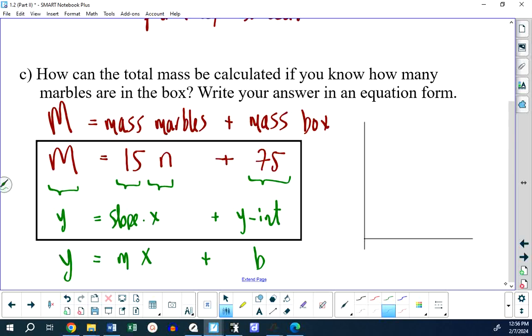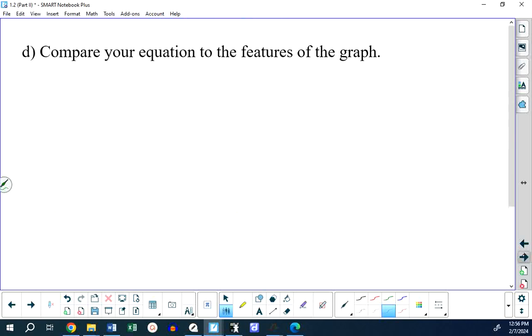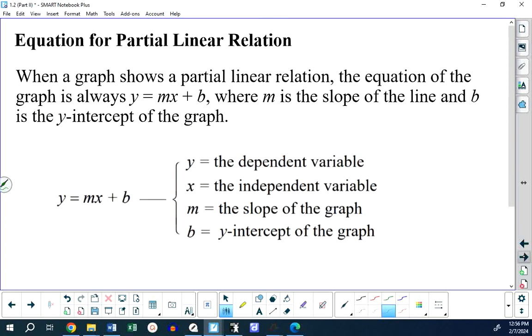So when Daniel answered my question earlier, how are we going to get an equation? Daniel said, well, we're going to use the formula. And I said, well, which formula? And you said, well, the one that's at the bottom of the page. And this is true for a partial linear relation. The y is always the dependent variable. The x is always the independent. The slope of the graph is m, and the y-intercept is b. So if you know m and b, you have an equation that can be used to calculate things. I want to ask you a question, though. We'll get practice with this in a second.